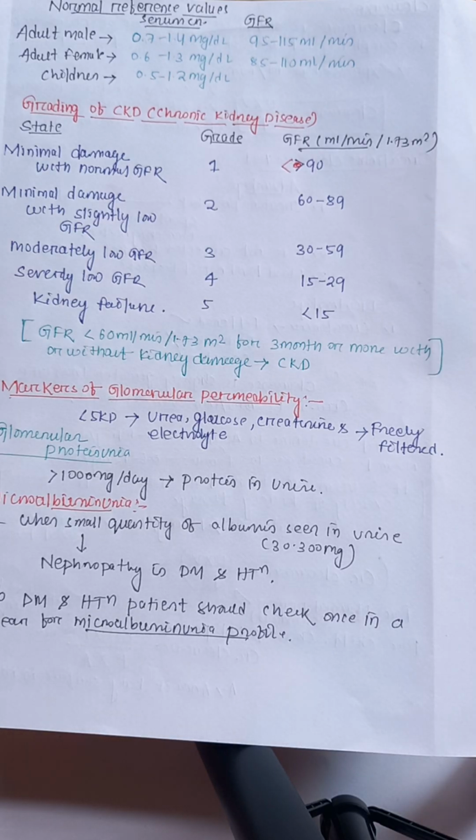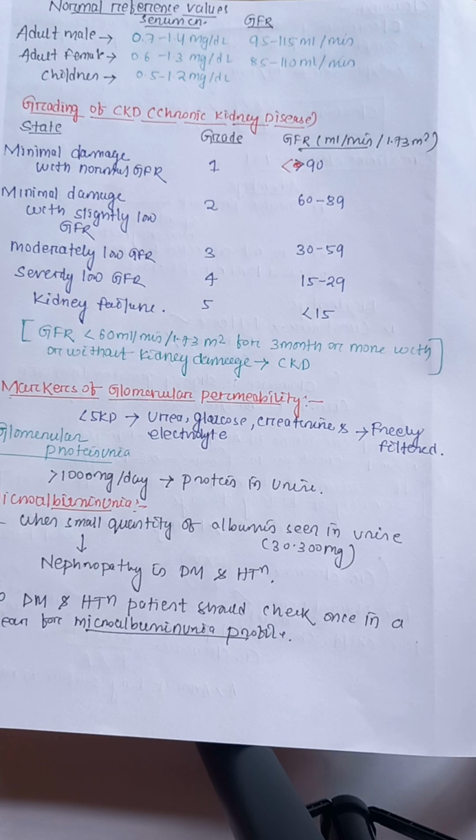And minimal damage with slightly low GFR is grade 2, where it is 60 to 89, then 30 decrease, and 15 decrease, and less than 15. Okay, severe kidney failure is less than 15. You should write this whenever you are writing the clearance. Also, GFR less than 60 ml per minute per 1.73 meter square for 3 months or more, with or without kidney damage, is nothing but called CKD.